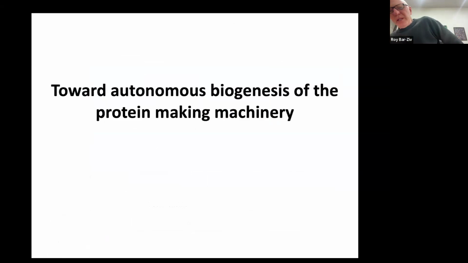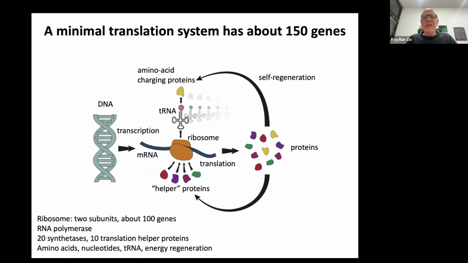I'll shift gear to the remainder of the talk and tell you about our ongoing work towards autonomous biogenesis of the protein-making machinery. The name of the game here is to see if we can find conditions or a scenario for self-regenerating the entire translation system. Our lab has been tackling this for a number of years now. We started with the small ribosomal subunit. We now have results on the large subunit, which is not yet published. I'll show you one slide. And I'll also show you work on the helper proteins, or the auxiliary proteins, which facilitate translation.